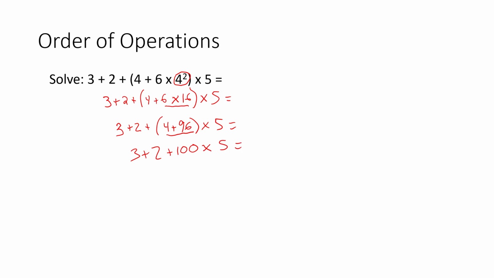So now we're going to go with multiplication or division from left to right. So we're going to go right here, and we're going to do 3 plus 2 plus 100 times 5 is 500 equals. And now we can just do the addition from left to right. 3 plus 2 is 5 plus 500 equals 505. And that's our final answer.